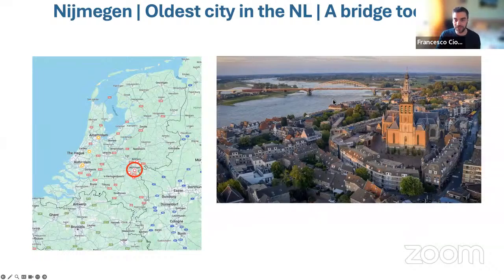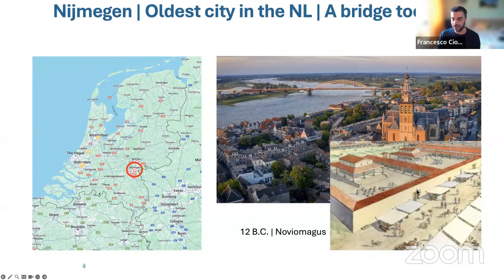It's crossed by the river, the Waal, which is like the final part of the Rhine. And actually, I checked, and there was something already before Christ, in the 12th before Christ, under the name of Novio-Magos. It was some kind of Roman establishment, let's say. So it is quite old.